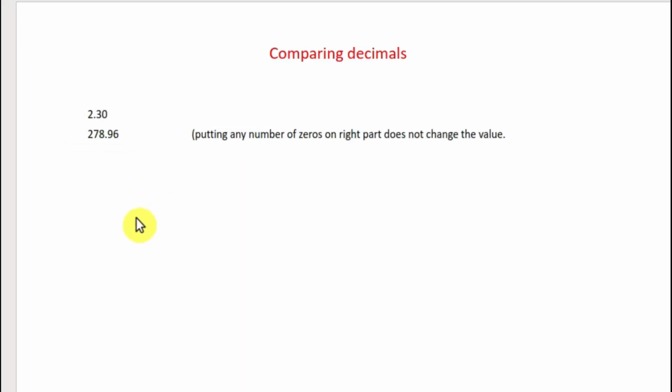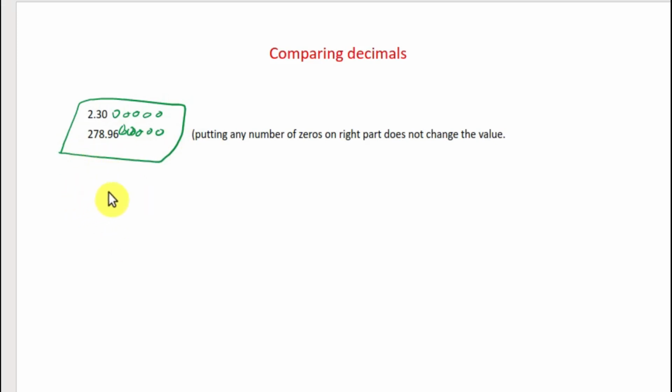Next is comparing decimals. Before going to comparing decimals, here I have written two decimal numbers. Putting any number of zeros on the right part does not change the value. See, I am putting zeros on the right part of the number. So that means the value doesn't change.